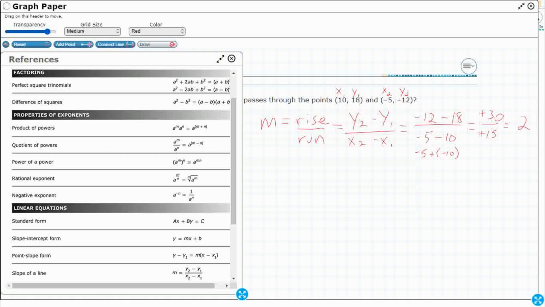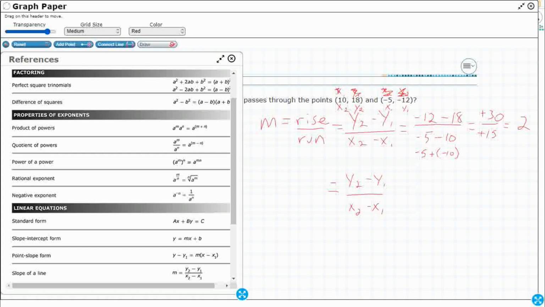Now, I said it doesn't really matter which one was the x1 and which one was the x2, so let's flip those. Let's say that's going to be x2, and that's going to be y2. And then that second pair is actually going to be your x1 and your y1. Let's see if it really does matter whether we get the same answer or not.